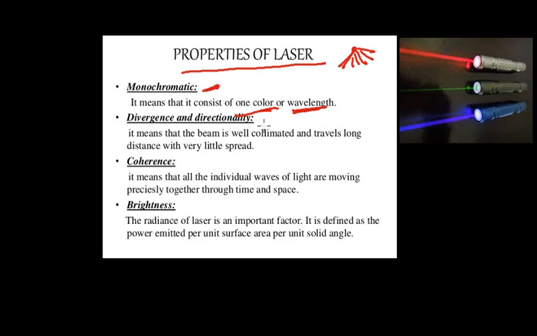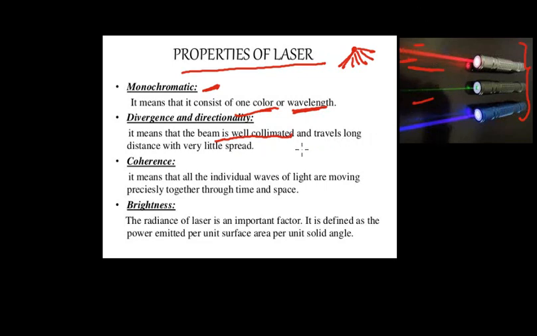Divergence and directionality. So this is another property which means that the beam is well collimated. You can see laser lights look like this in reality. So they are well collimated, we can see, and travel a long distance with very little spread. So they are not spreading like white light from the sun. I'll show you the diagram.